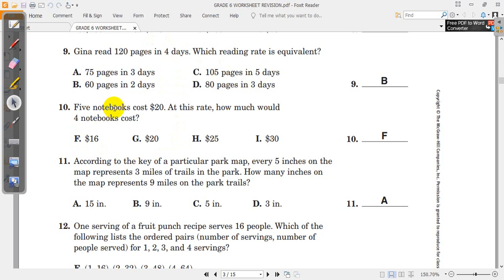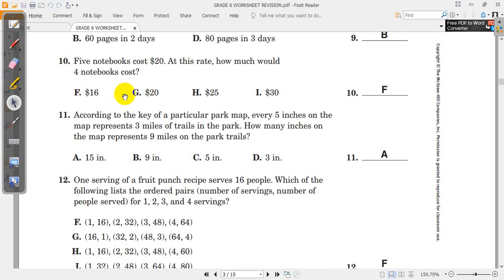Number 10. 5 notebooks cost $20. At this rate, how much would 4 notebooks cost? Okay, we bought 5 notebooks for $20, so 20 over 5 will give you 4, so each notebook equals $4. What about 4 notebooks? 4 times 4 is 16, so it will be equal to $16.